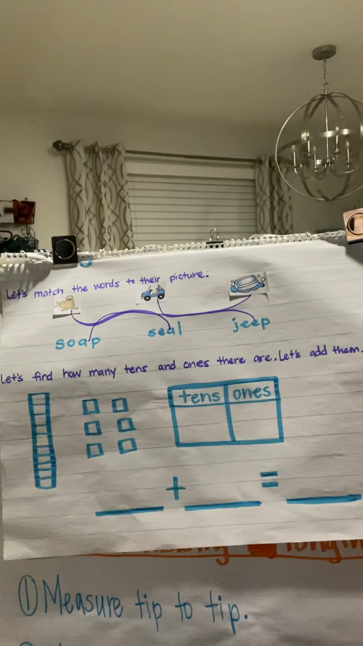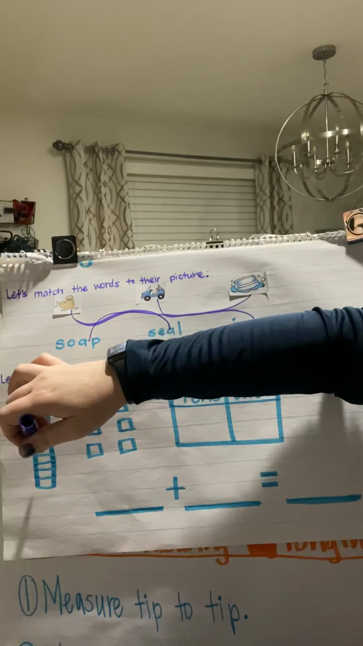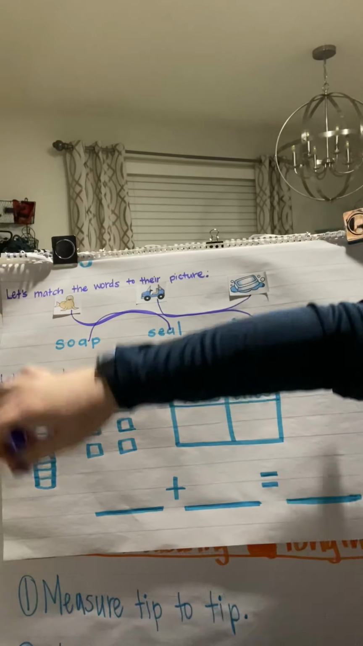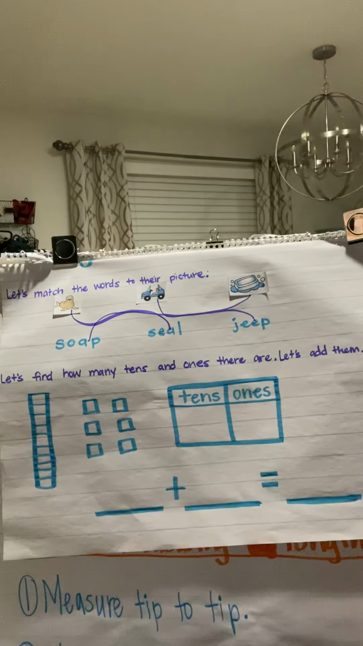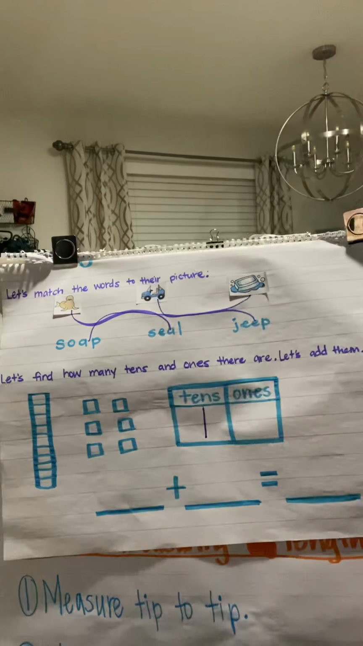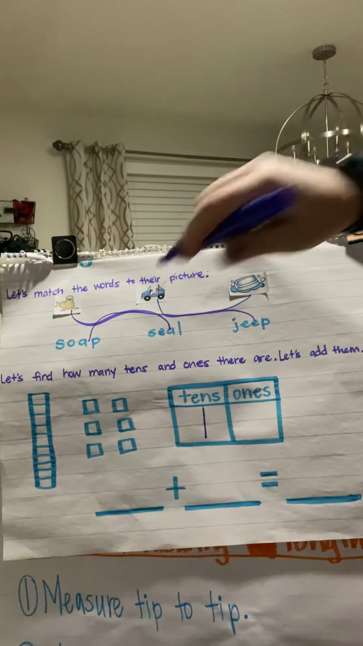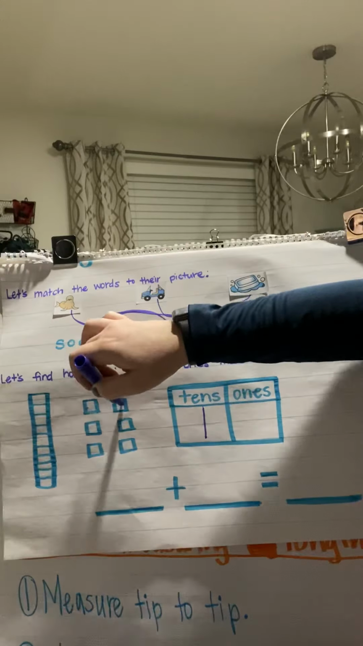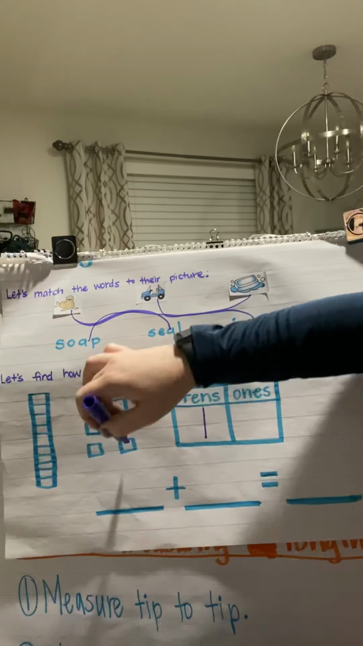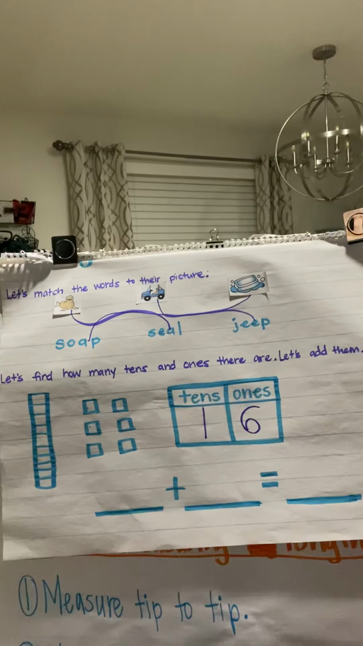So if we look at our picture here, we know that one of these rods is equal to how many? 10, right? We could even go back and count them. 1, 2, 3, 4, 5, 6, 7, 8, 9, 10. Do I have any more rods like that? No, I just have one. So I would put 1 ten, right? And then how many ones do I have? How many single cubes do I have by themselves? Here they are. 1, 2, 3, 4, 5, 6. And I would fill that in with the number 6.